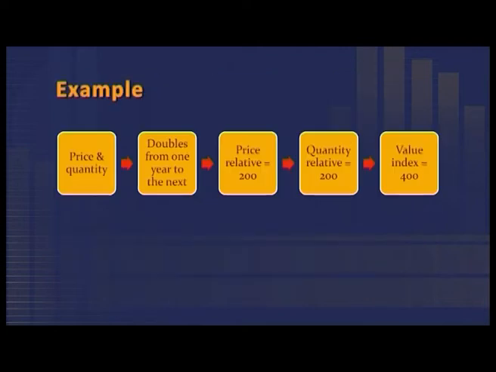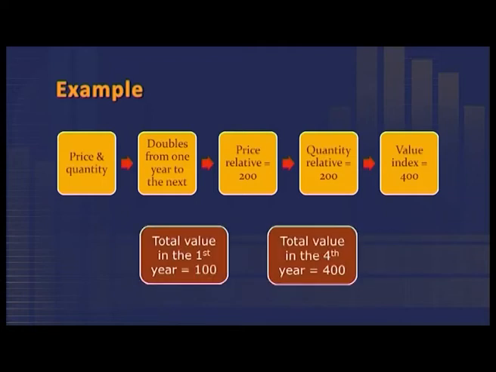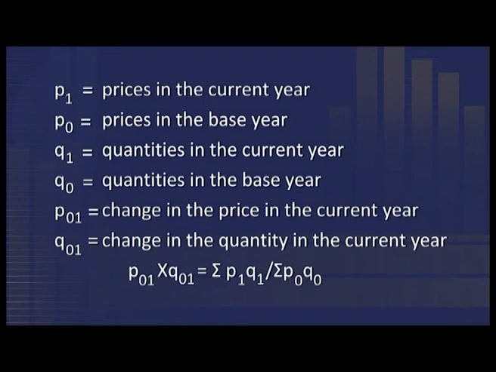For example, let us assume that the price and quantity double from one year to the next. That is, the price relative is 200 and the quantity relative is 200. Then, the value index should be 400. The total value in the second year would be 4 times the value in the first year. A symbolical representation can be done.